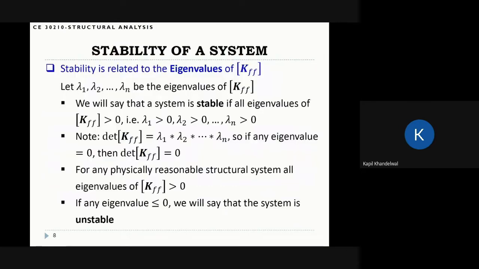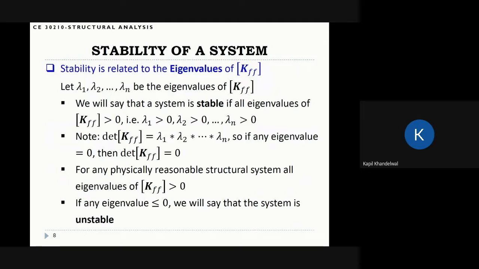One important thing before I move forward is I want to again discuss the stability of the system. And we said that stability is related to the eigenvalues of KFF. Stability tells us whether the given system is stable in the sense that it can support the loads, or it's not stable, meaning it cannot support whatever loads you're trying to apply on it. And if all the eigenvalues are greater than 0, then we say that the system is stable.